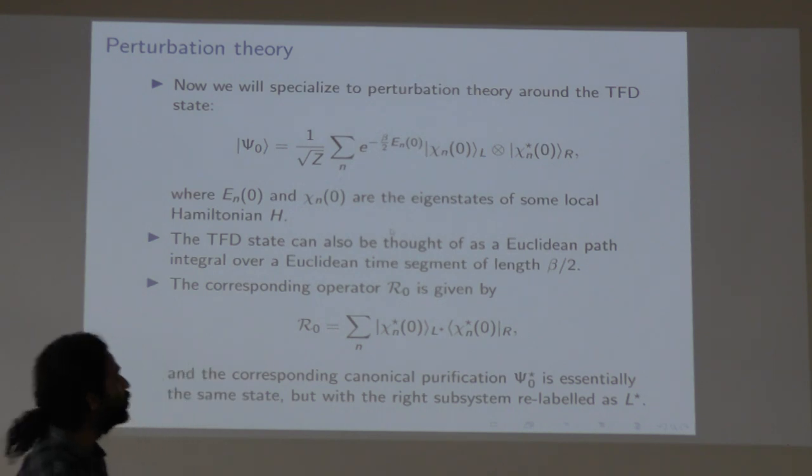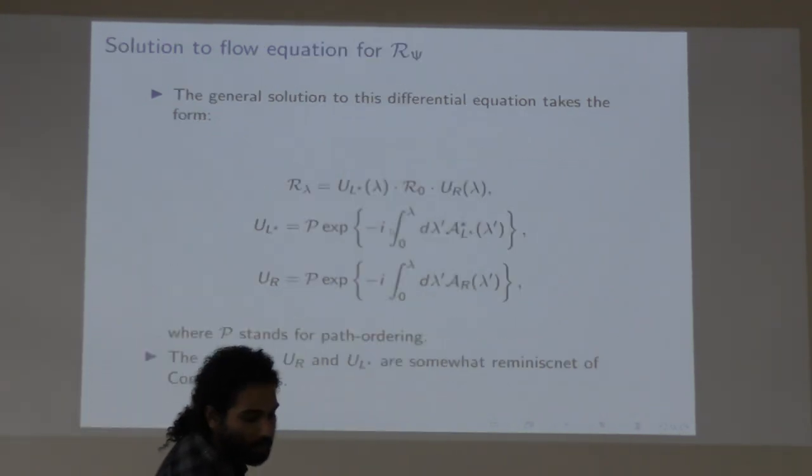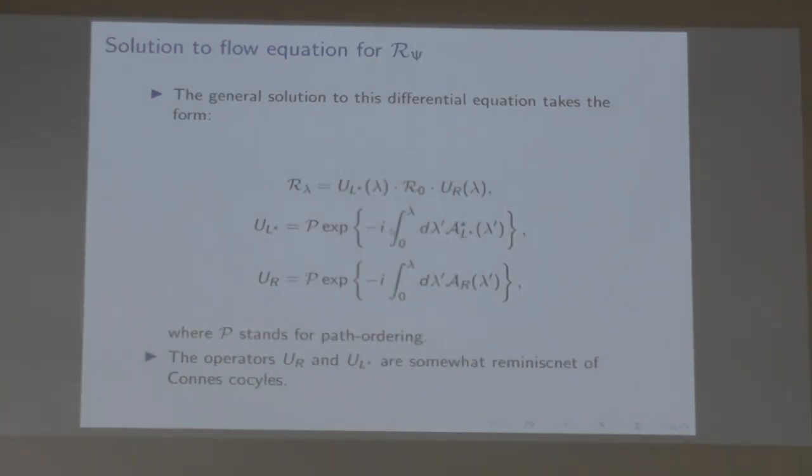Okay. So now what I'm going to do is this. So far the discussion has been general. We've managed to write down some flow equation for the reflection operator as a function of some parameter lambda. And now we're going to try and specialize. We're going to do perturbation. Namely, we are going to use this to first order in matter. Expand around some state that we understand well, and then try to understand how the reflection operator changes.